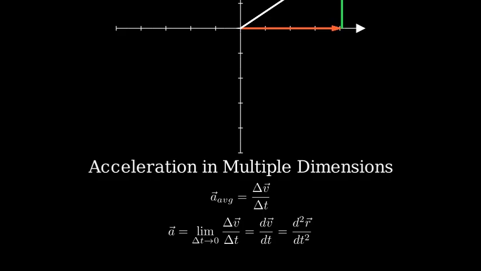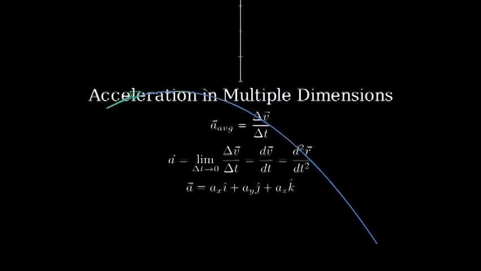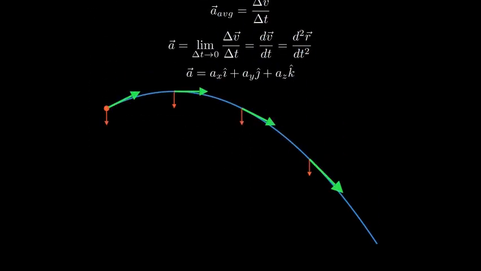In component form, acceleration can also be written as a equals ax i hat plus ay j hat plus az k hat, where the red arrows shown represent the ay component and the green arrows represent the ax component.